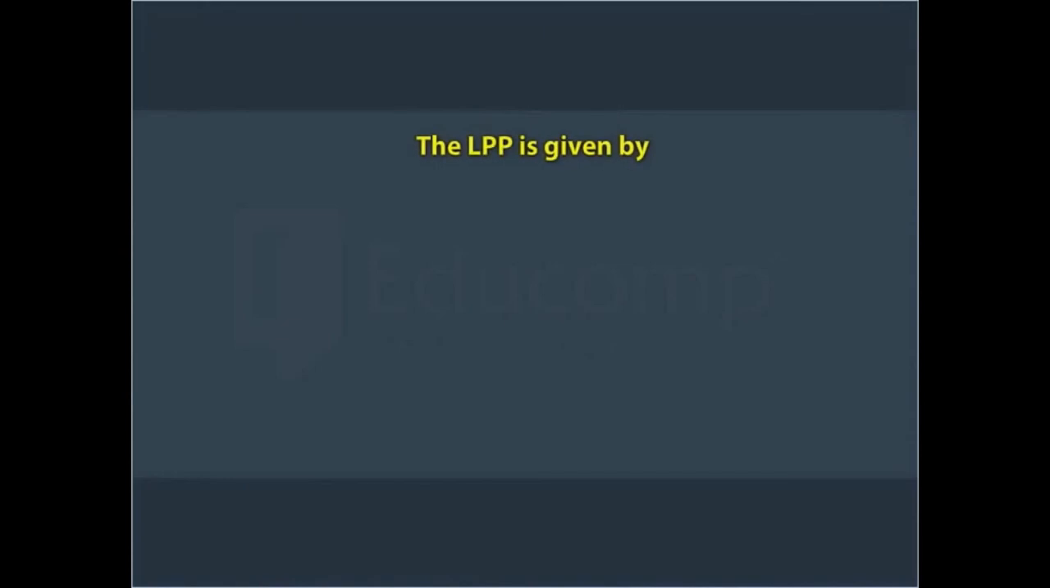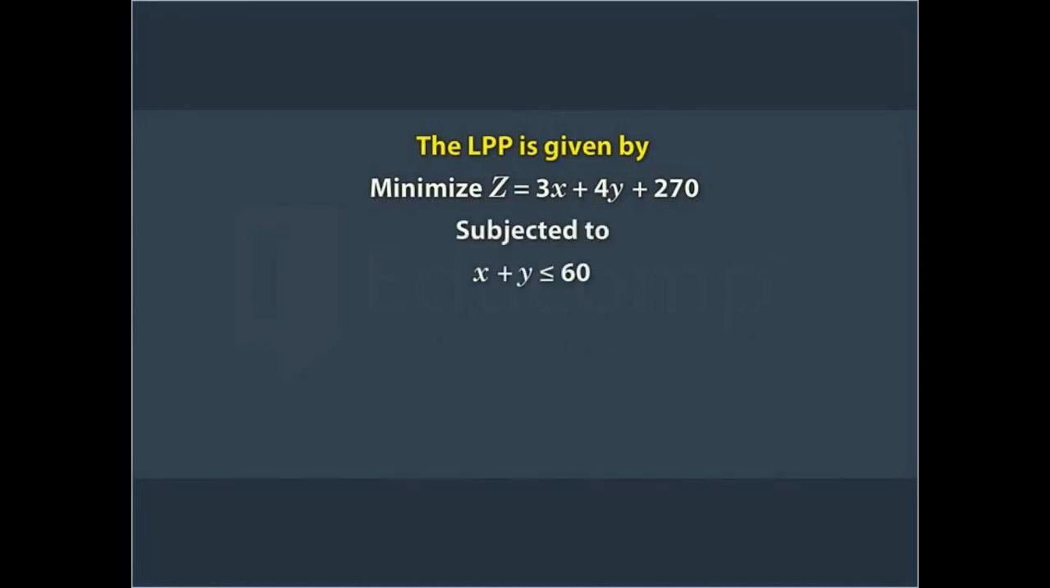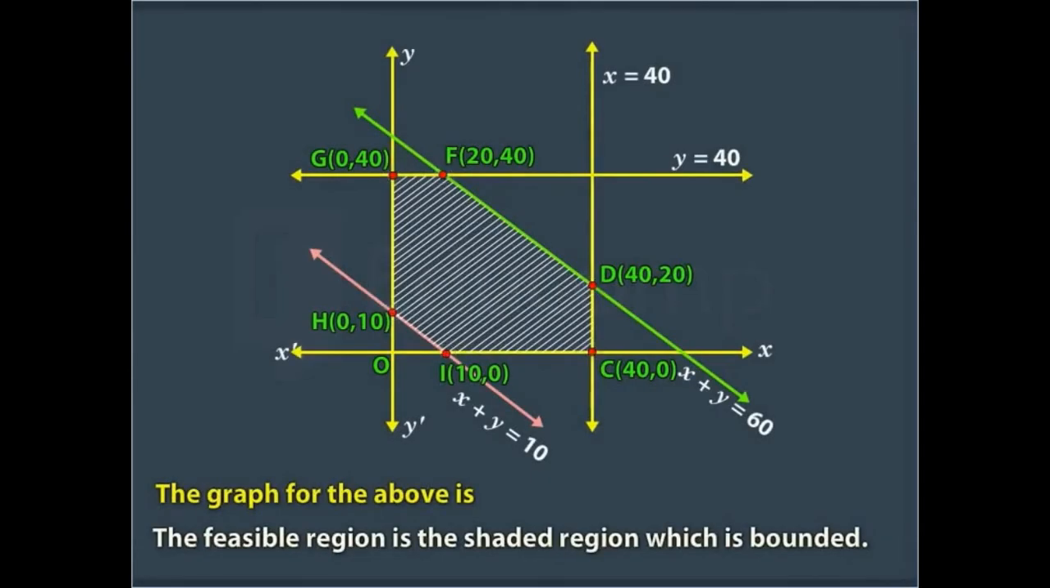The LPP is given by minimize Z = 3X + 4Y + 270, subject to X + Y ≤ 60, X ≤ 40, Y ≤ 40, X + Y ≥ 10, X, Y ≥ 0. The graph for the above is shown, and the feasible region is the shaded region which is bounded.